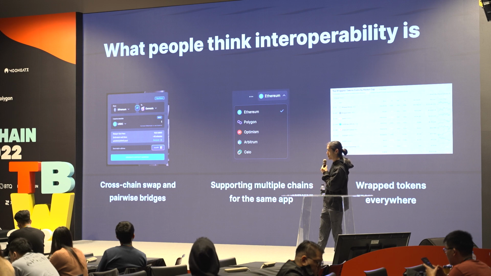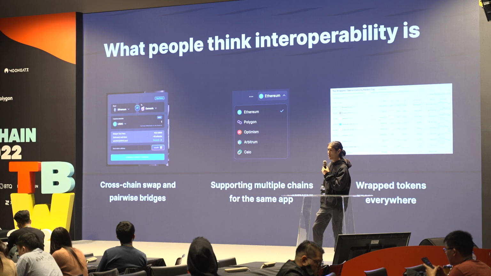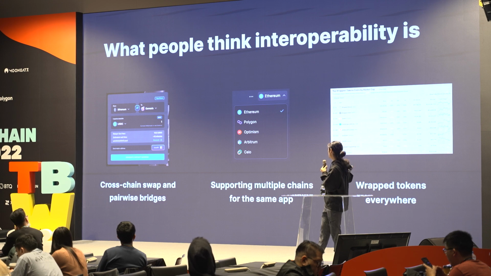And then another symbol of interoperability is wrapped tokens. So again, it's kind of a patchy solution on the larger problem of communicating between chains. This is kind of like the initial solution.